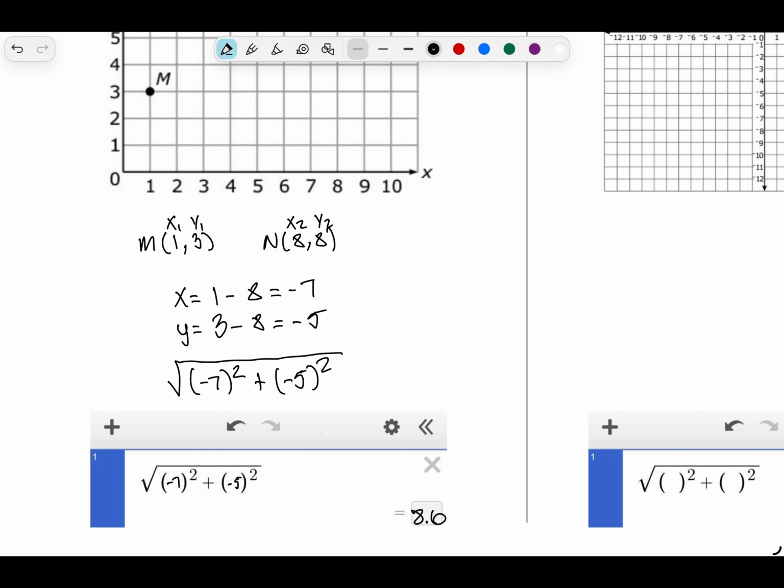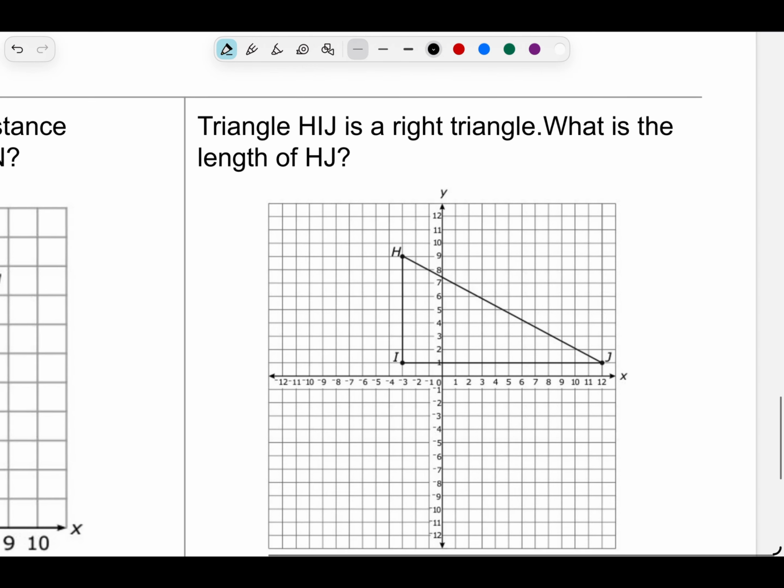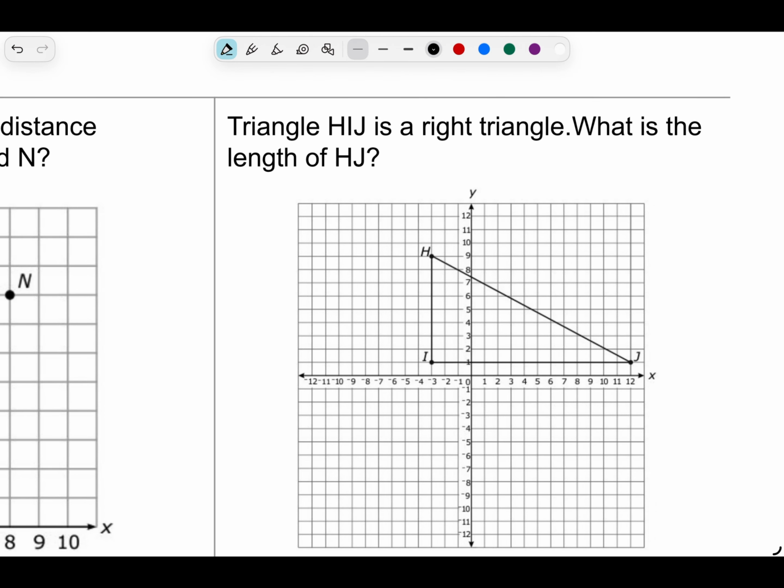Alright, so now let's move to our last. Alright, so in the last example, it says triangle HIJ is a right triangle. It says, what is the length of HJ? So we got to know the length from here, from H to J. So it's the same concept. We got to get the ordered pair because it's on the coordinate plane. They did not give them to us.